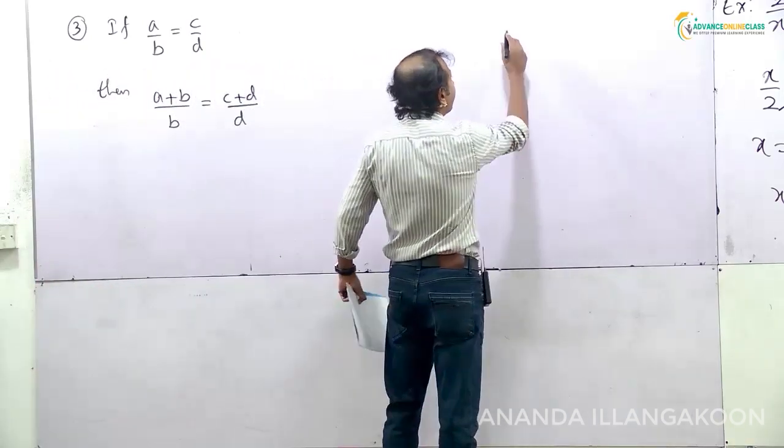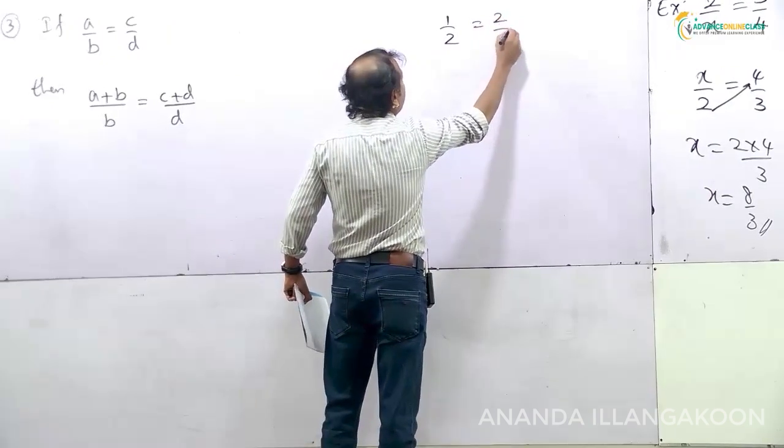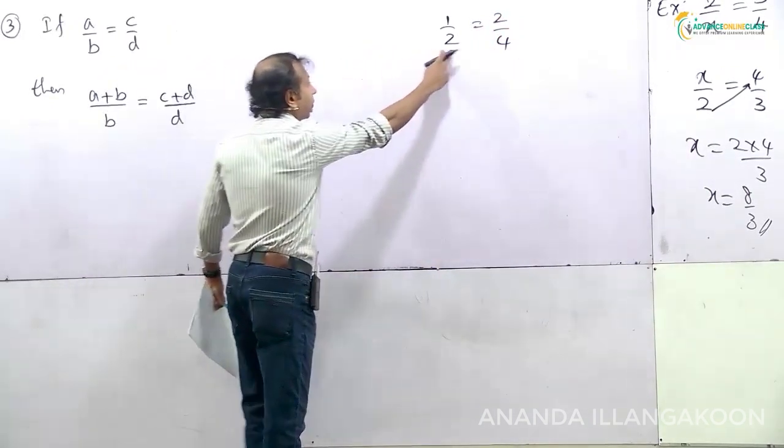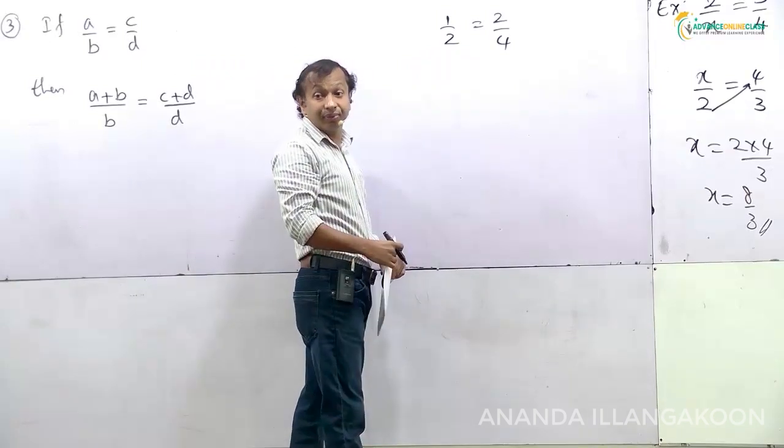Now I'll write this way. Half equals 2 over 4, no? Now, if this result I write for this proportion, tell me what should we write?